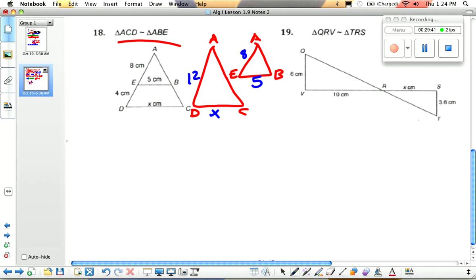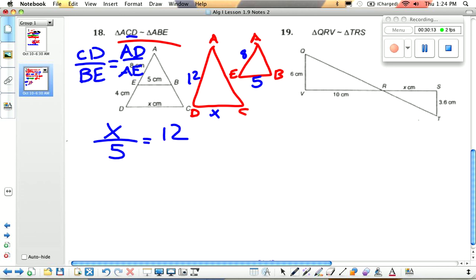Okay. Well then, the other way we could do it is we could say, okay, we need to know what side CD is, so we could set up a proportion CD over BE equals. We happen to know side AE and AD, so we could do this. But in reality, we're gonna do x over 5, corresponding sides, equals 12 over 8.